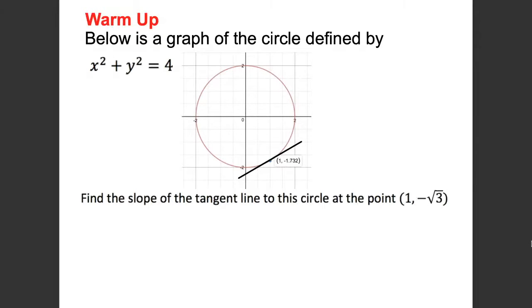And what I would like you to do is find the slope of this tangent line that goes to the point positive 1, negative root 3. So if you haven't done that already, take a second, try this question, see if you can find the slope of this tangent line, and then we'll go through a solution together.